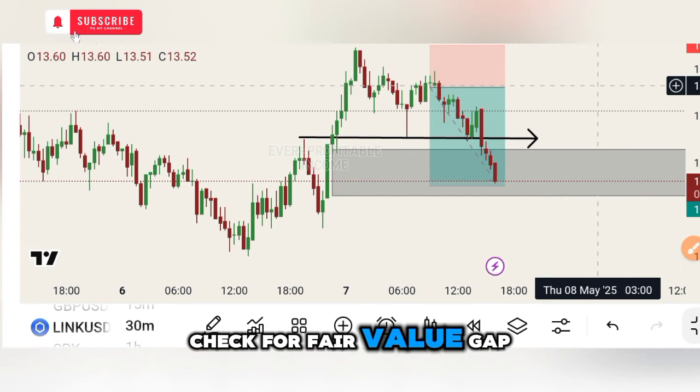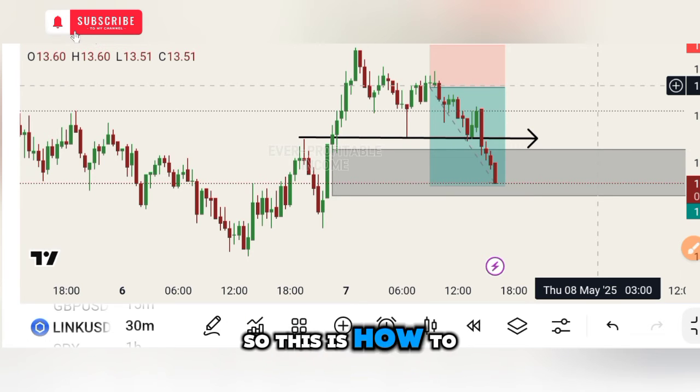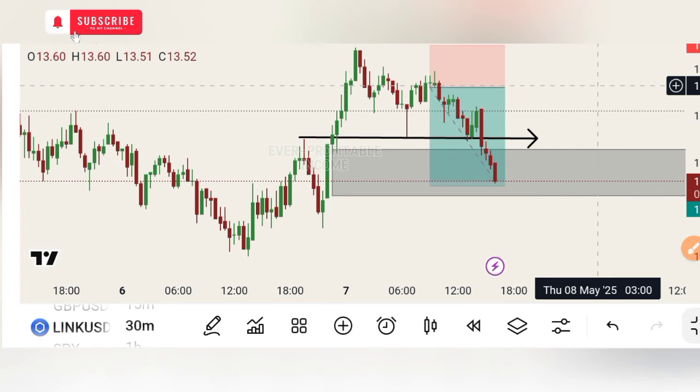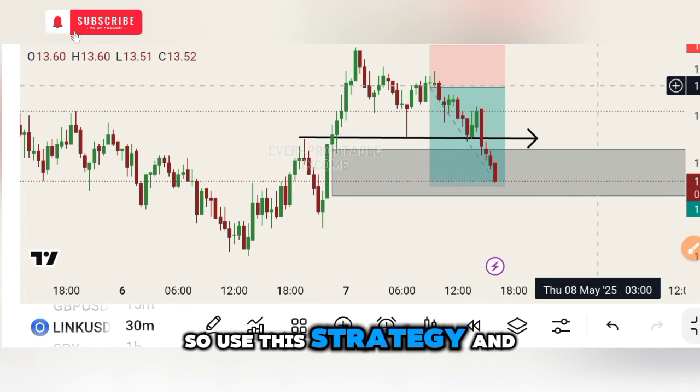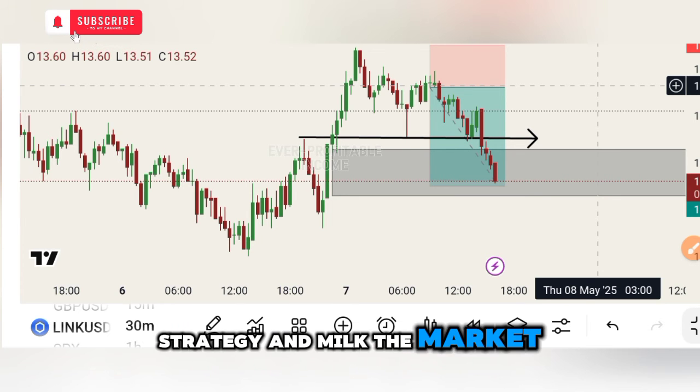Check for fair value gap, check if there is any imbalance, and check for breaker block. If you can identify these, then you can go in for a trade. This is how to take a trade and be profitable. Use this strategy and milk the market.